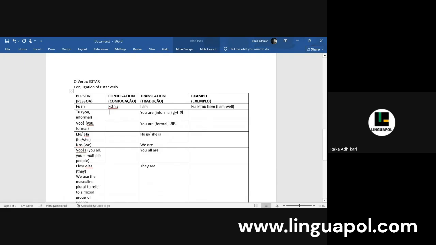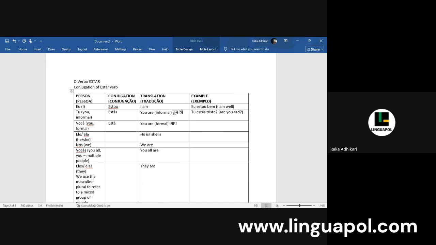Similarly, with tu, it is estás. Estás. For example, tu estás triste means are you sad? Tu estás triste. Are you sad? It's informal. The word triste means sad. Then with você we have está.